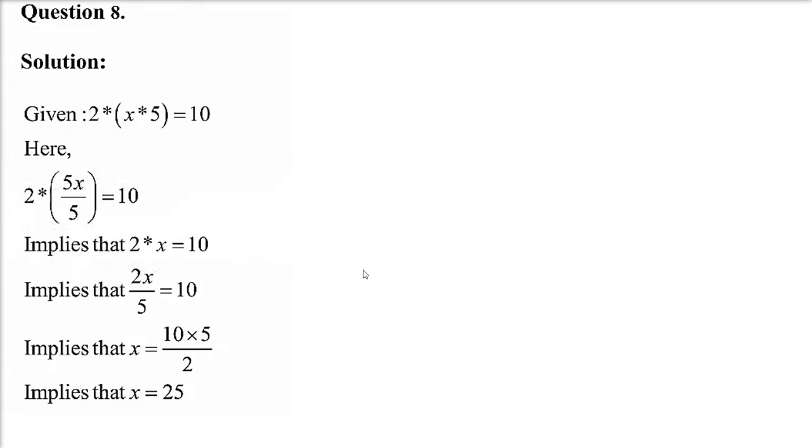Question number 8. There is an expression here. Let star be a binary operation on the set of all non-zero real numbers given by A star B equals AB by 5 for all A, B belonging to R minus 0. So there will be no 0. Please remember, there will be no 0. Write the value of x given by 2 star x star 5 equals 10.